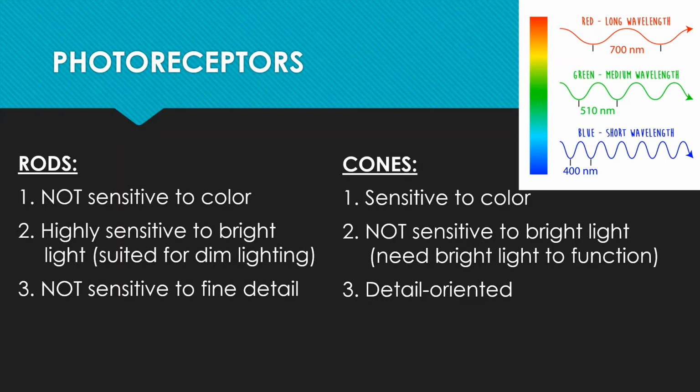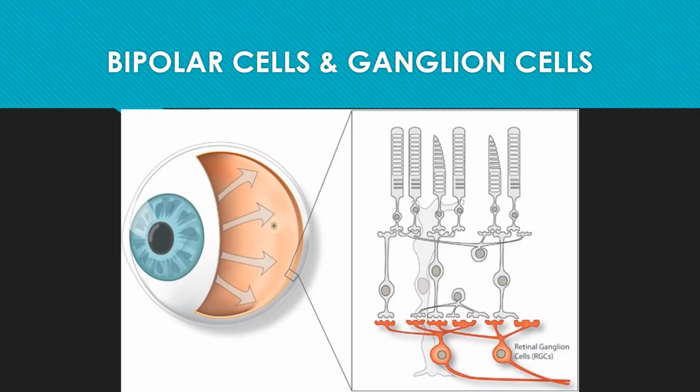And number 3, rods are not very sensitive to fine detail. Small objects, objects far away, intricate objects. Cones, on the other hand, are quite detail-oriented. Now that we've been through the first layer, the layer of photoreceptors, let's talk about layer number 2, which consists of bipolar cells, and layer number 3, which consists of ganglion cells.